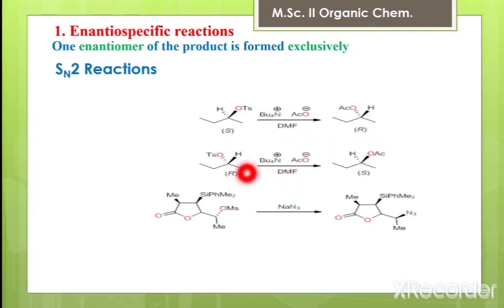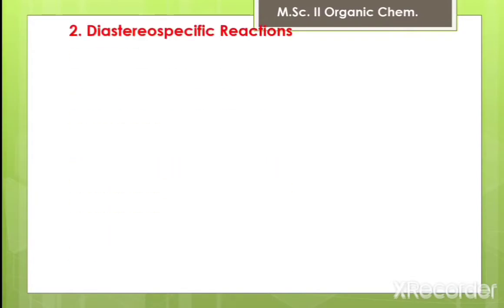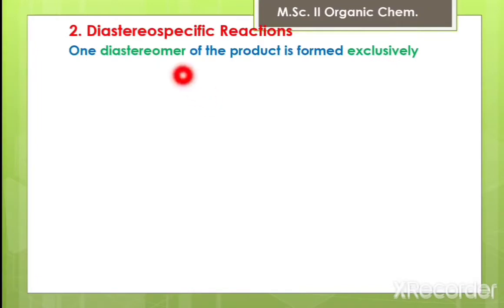In the second example, the starting material, the reactant, has the R configuration. Then on addition of the acetate anion, we get S, that means R changes to S. That means the SN2 reaction is an enantiospecific reaction because one enantiomer of the product is formed predominantly. Next, diastereospecific reaction. In a diastereospecific reaction, one diastereomer of the product is formed predominantly.